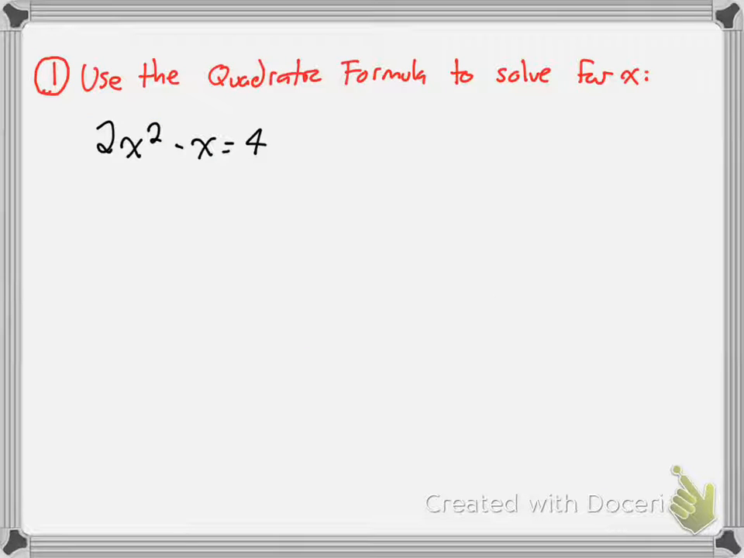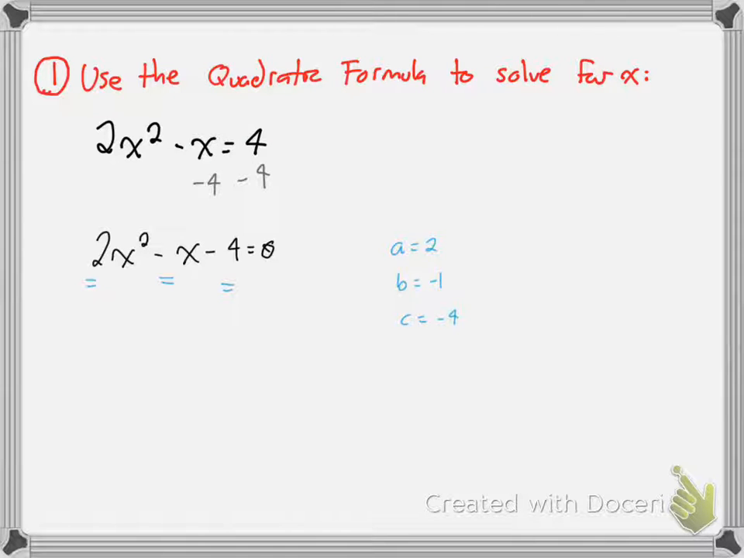I want to use the quadratic formula to solve for x. I have the equation 2x squared minus x equals 4. So what I'm going to do here is move everything to one side to get this in standard form. I have 2x squared minus x minus 4 equals 0. From here, I always like to just write out a list of my a, b, and c values. My a value is 2, b value is negative 1, and my c value is negative 4.